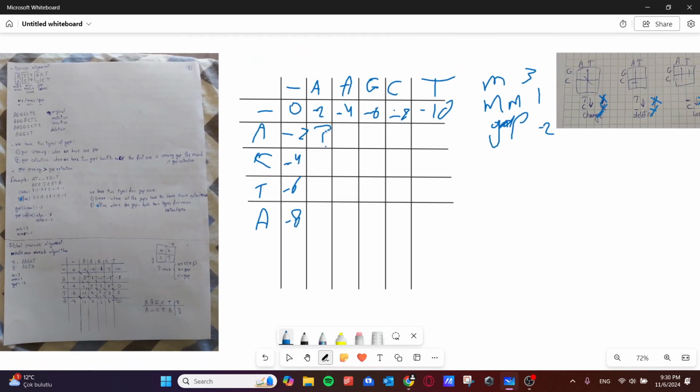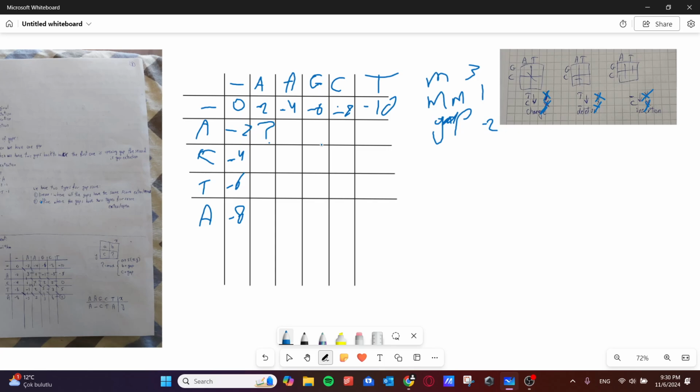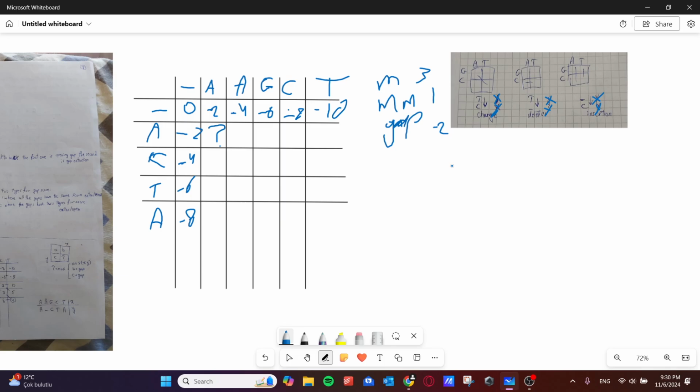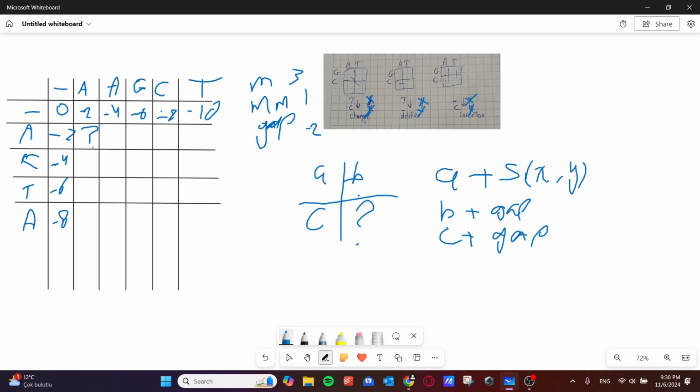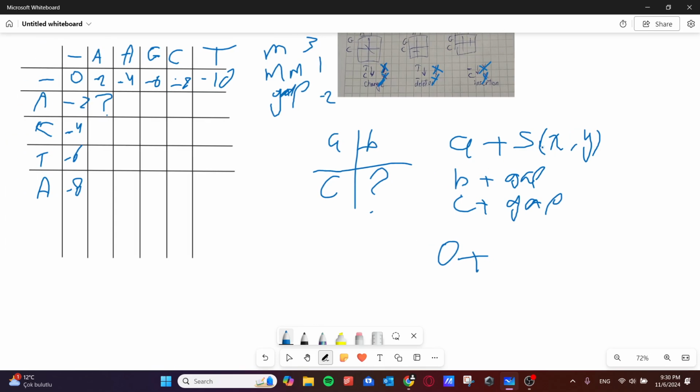So let's take this question mark because we're trying to find this. The first one, let me draw it: A, B, C, question mark. Here it should be A plus the alignment of X, Y, B plus gap score, C plus gap score. Okay, so the A in this example is 0. So put 0 plus the alignment of X and Y.